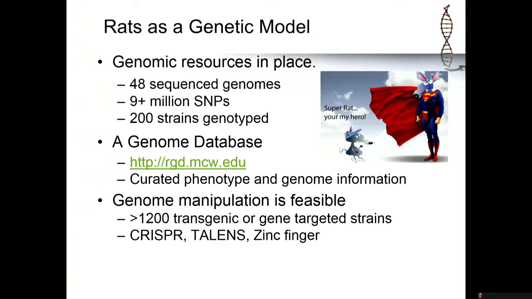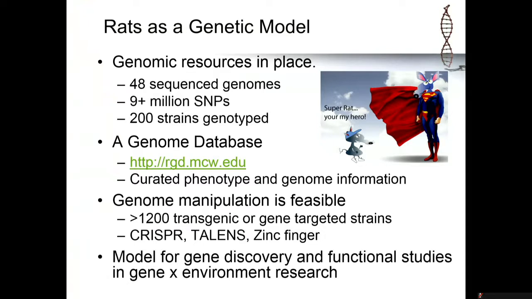As of about a decade ago now, genome manipulation is feasible. It started out with zinc fingers. The rat was the first mammalian model to use zinc fingers to knock out a gene. It's moved through TALENs and CRISPRs as well, and there's a significant number of transgenic or gene-targeted models now. And so I'm going to try to convince you that the rat is a good model for gene discovery and functional studies in gene-by-environment research.